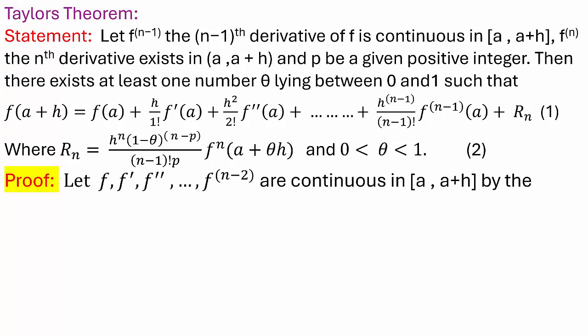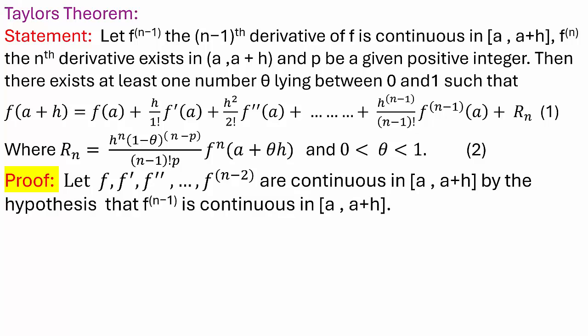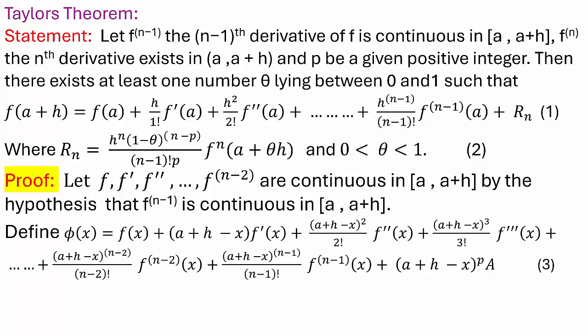We shall prove this theorem. f is a continuous function in the closed interval [a, a+h], such that f', f'', up to f^(n-2) are continuous in the closed interval [a, a+h], by the hypothesis that f^(n-1) is continuous in the closed interval [a, a+h]. Since f^(n-1) is continuous, all its previous derivatives are also continuous. That's why f', f'', up to f^(n-2) are all continuous in the closed interval [a, a+h].